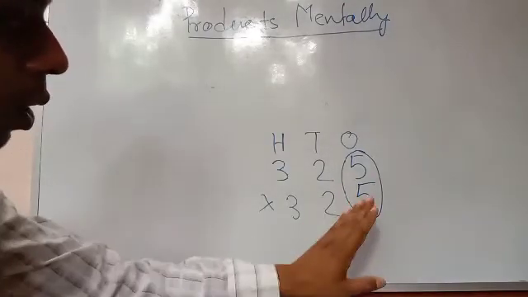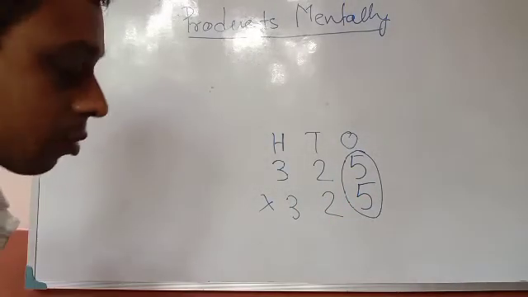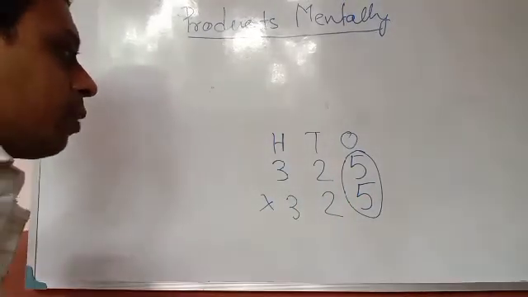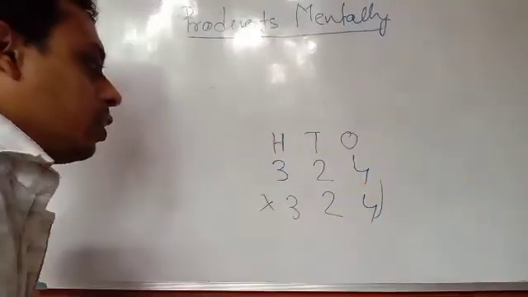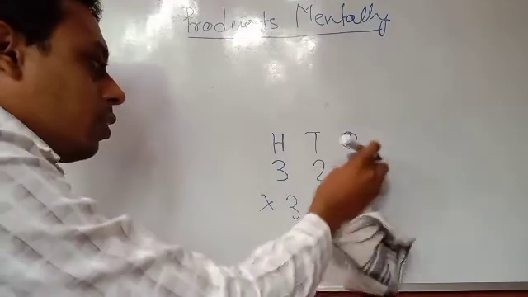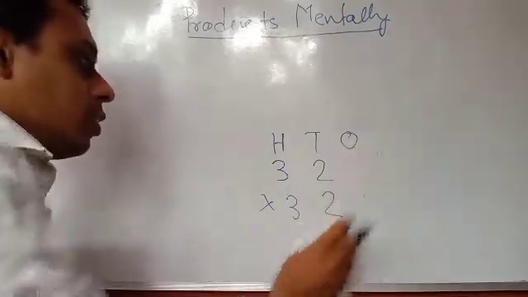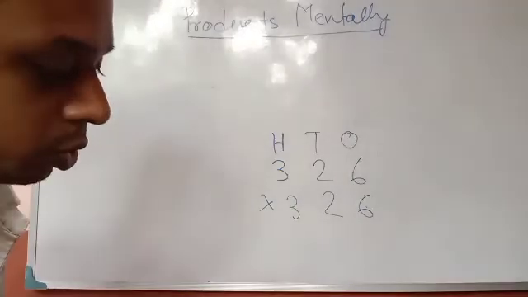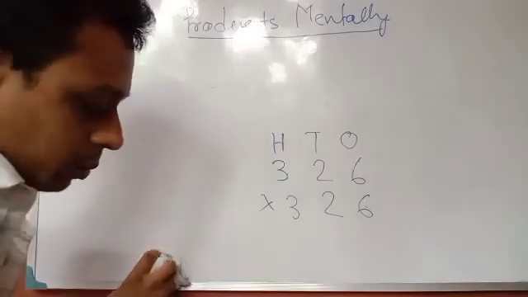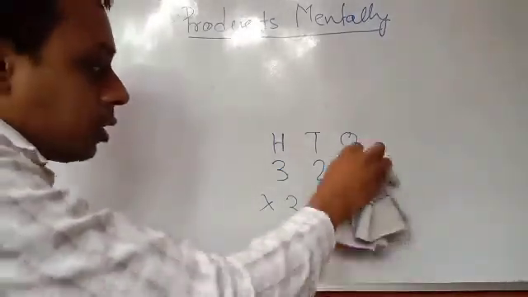If there is any other number, say suppose 4 and 4, then this process will not be applicable. Suppose here 6 and 6, both the number are same, but this process will not be applicable. Only this process will be applicable if there is 5.